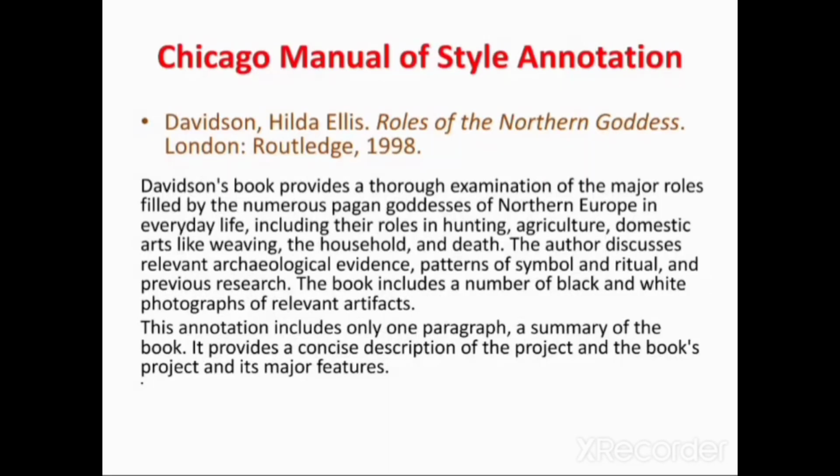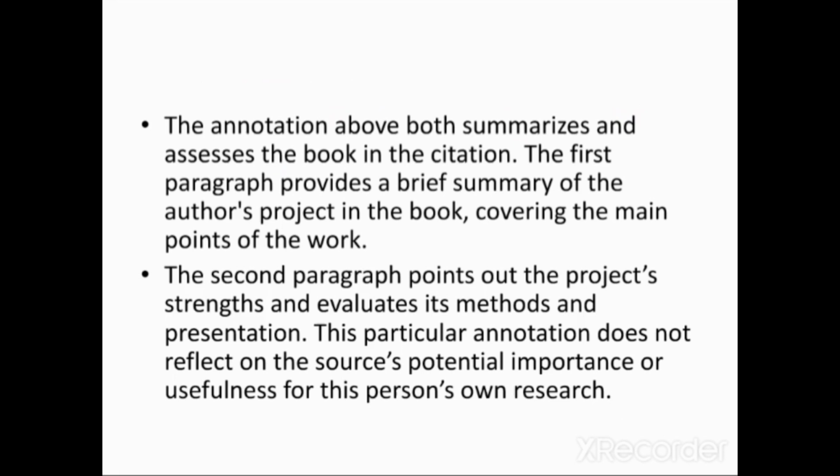This annotated bibliography is written in Chicago Manual of Style annotation. So first you write the citation and then you write the annotation. Citations can be written in any style, like any style of reference. It could be APA style, it could be Chicago style, it could be Vancouver style. The annotation above both summarizes and assesses the book. After the citation, the first paragraph provides a brief summary of the author's project in the book, covering the main points of the work. The second paragraph points out the project's strengths and evaluates its methods and presentation. This particular annotation does not reflect on the source's potential importance or usefulness for this person's own research.